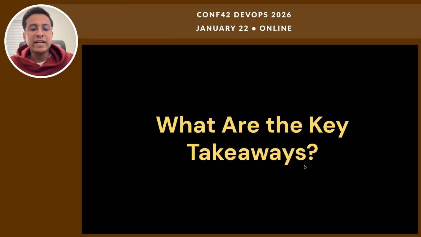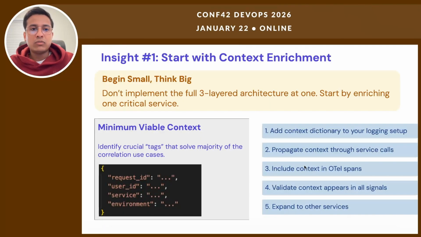So what are the key takeaways? We'll now get into the key takeaways for us when we implemented it and others have adopted it. The first insight is to start with context enrichment. Again, as I said previously, begin small and think big. Don't implement the full three-layered architecture at once. Just start by enriching one critical service.